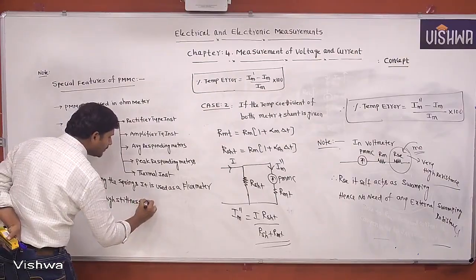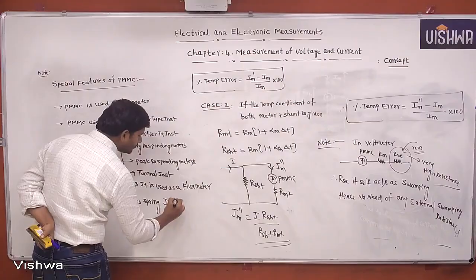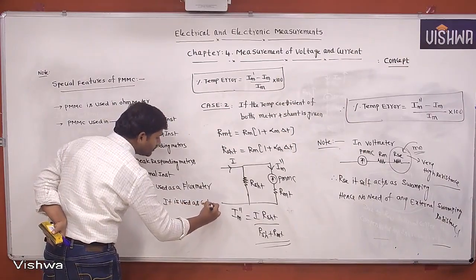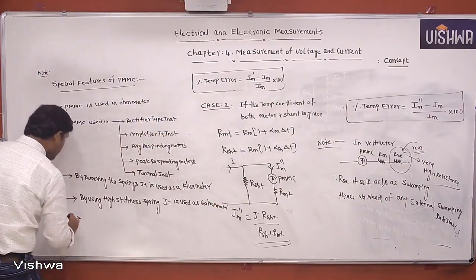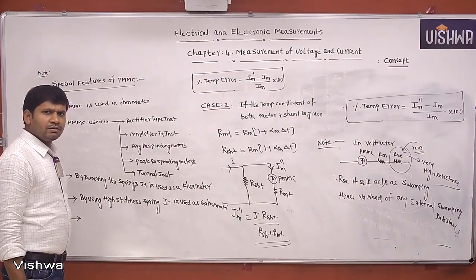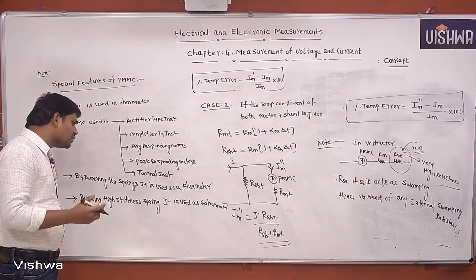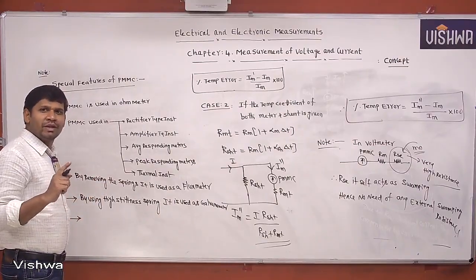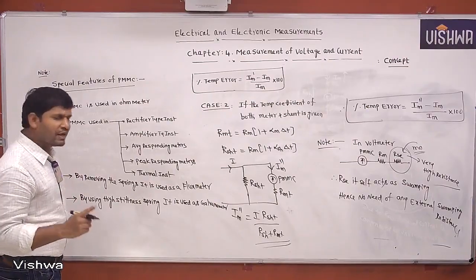By using a high stiffness spring, it is used as a galvanometer. This is one of the special features. Another one: PMMC is also used as a galvanometer by using a high stiffness spring. By removing the springs, it is used here. These PMMC instruments are used in aircraft for measurement of voltage and current.